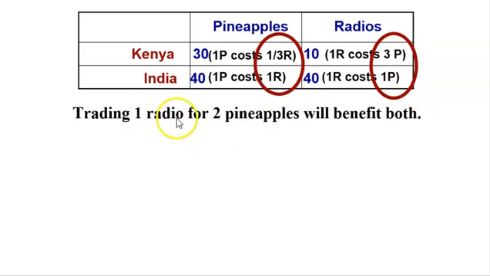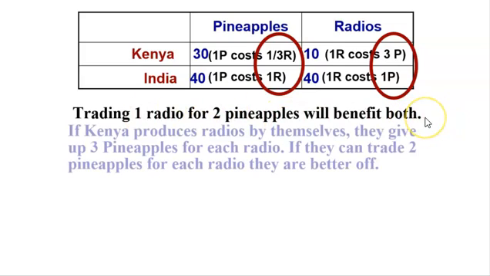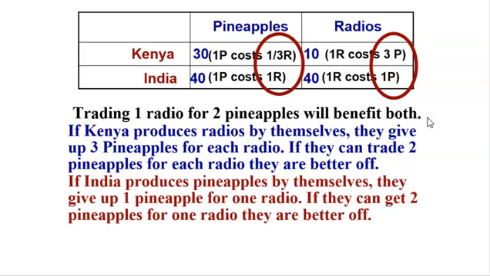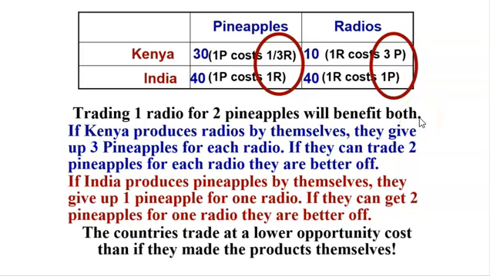So trading one radio for 2 pineapples is going to benefit both. So if Kenya produces radios by themselves, they give up 3 pineapples for each radio. They can trade 2 pineapples for each radio, they're better off. If India produces radios by themselves, they give up 1 pineapple for 1 radio, so if they can get 2 pineapples for 1 radio, they're better off. So countries trade at the lower opportunity cost than if they made the product themselves.